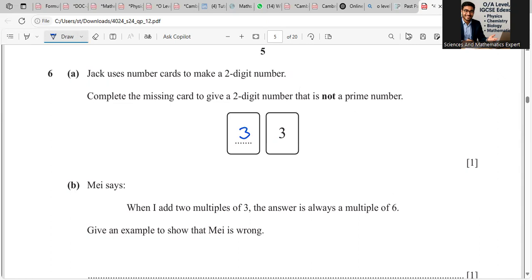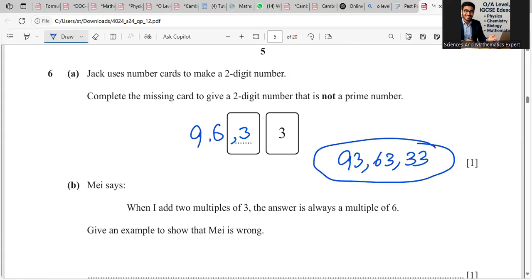If I go with 53, all of those are prime numbers. Then I will go with 63 and 73, 83, 93. So 93 will be taken into account. So 93, 63, and 33. These are the three 2-digit numbers which are not prime, by using this 3 as the ones place and taking the tens place number.